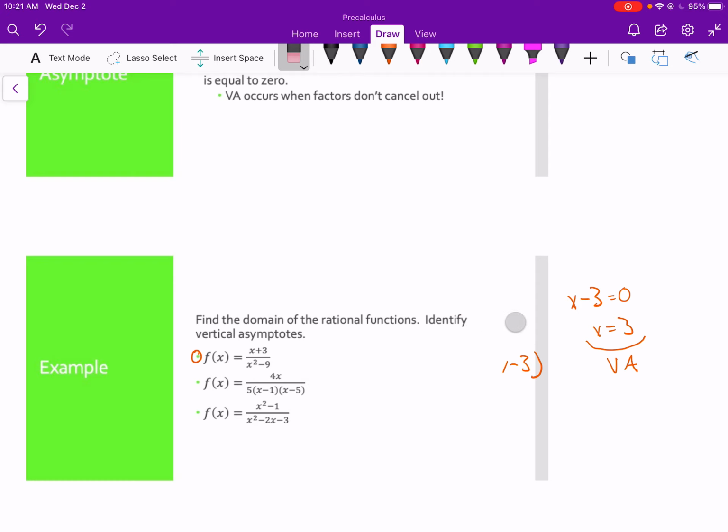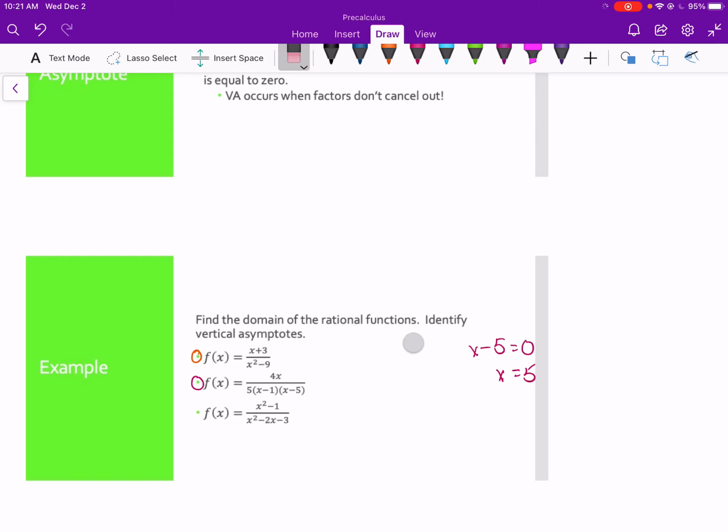So let's try another example. Let's look at this one. We have f of x equals 4x over 5 times the quantity x minus 1 times the quantity x minus 5. This is already factored for us, which is really nice, so we don't have to factor it ourselves. We look to see if anything cancels out, which in this case it does not. So we take the bottom parts and set them equal to 0. That 5 we don't care about. The x minus 1, set it equal to 0, and x minus 5, set it equal to 0. So this one has two vertical asymptotes, one at x equals 1 and one at x equals 5.